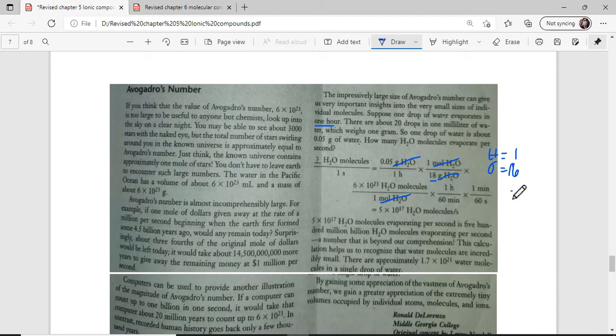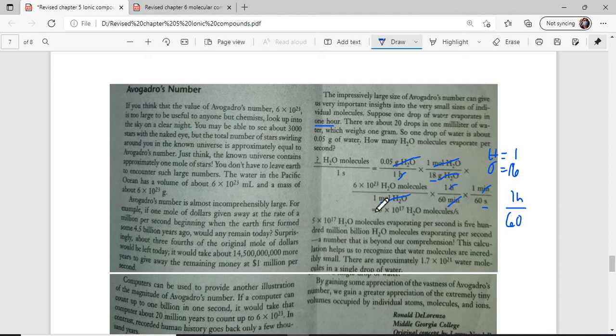If you have 1 hour, you have 60 minutes. Next, if you have 1 minute, you have 60 seconds. So you put 1 hour in the denominator and 1 hour in the numerator, and minutes in the denominator and minutes in the numerator. They cancel out. Now your final seconds are there. Simply multiply all the values on top: 0.05 times 1 times 6 times 10 raised to 23 times 1 times 1. And on the bottom you have 18 times 60 times 60. Then divide.